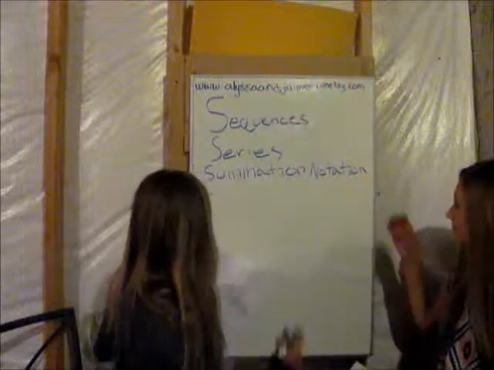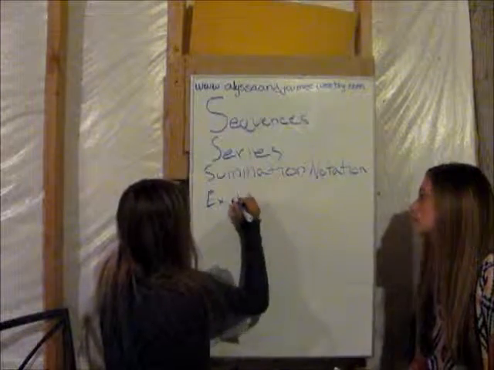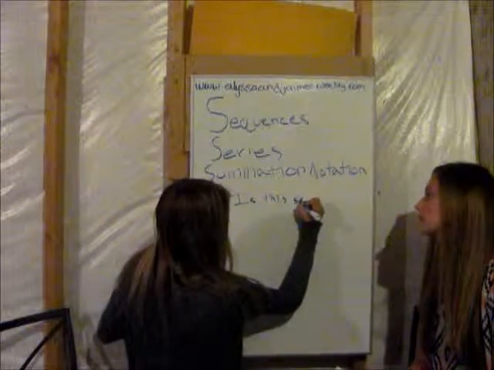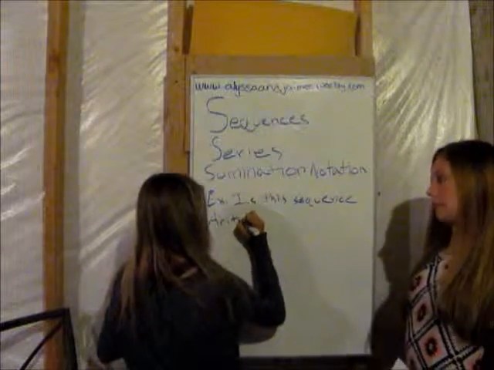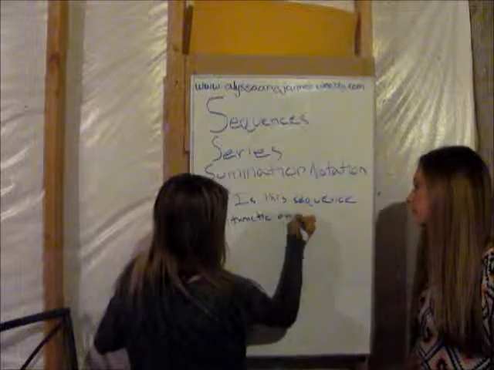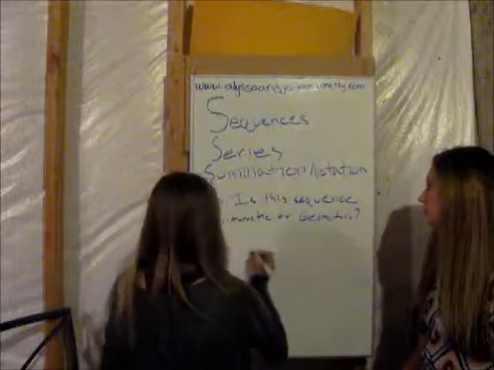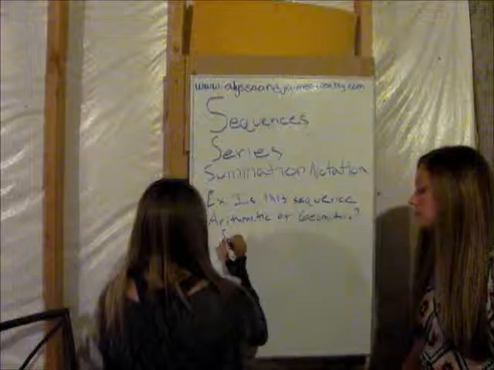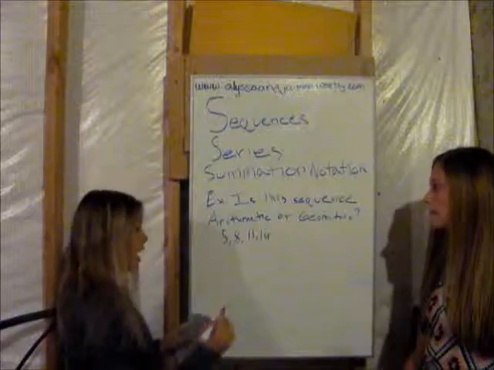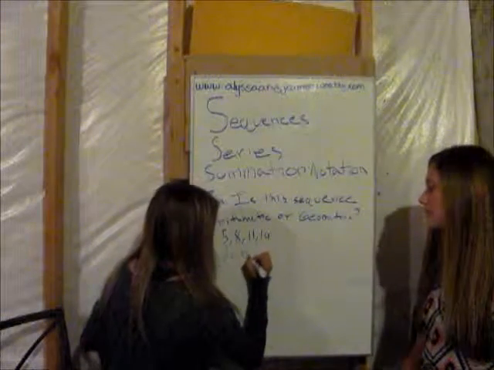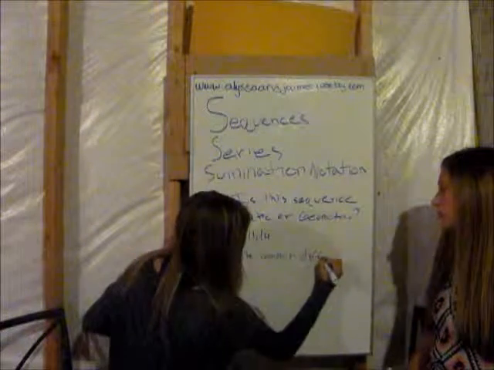an example question: is this sequence arithmetic or geometric? The sequence is 5, 8, 11, and 14. So first, you have to find the D, which is the common difference.